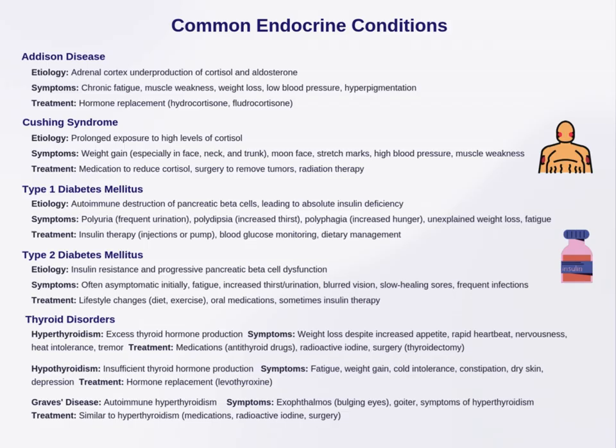Some common endocrine conditions: Addison's and Cushing's disease. Addison's is an underproduction of cortisol from the adrenal glands, whereas Cushing's is an overproduction of cortisol. And they have very distinct looks.